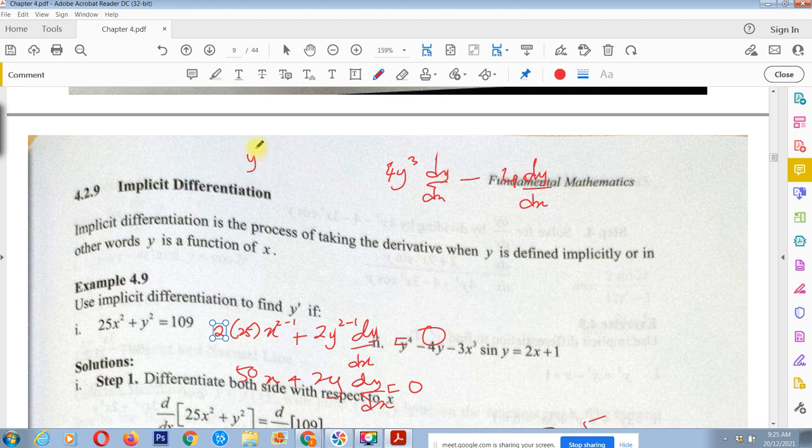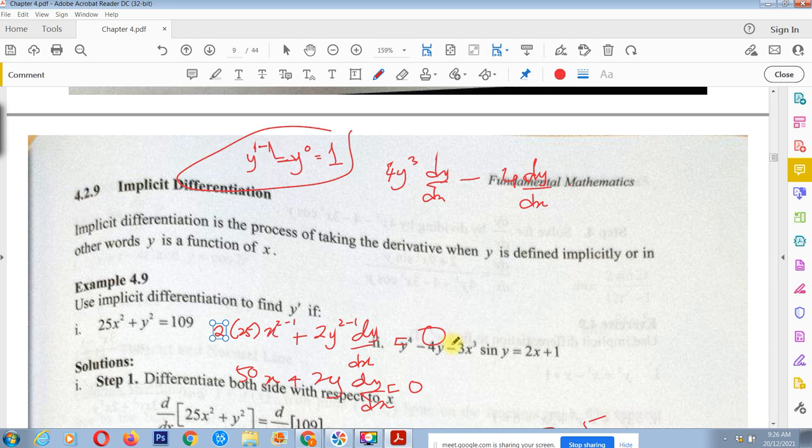So y to the power of 1 minus 1 equals y to the power of 0. So y to the power of 0 equals 1. Okay, so we have this. So 4 to the power of times 1 dy dx.